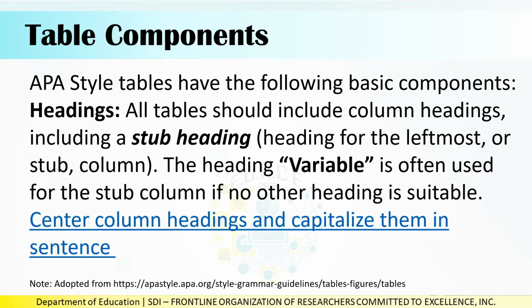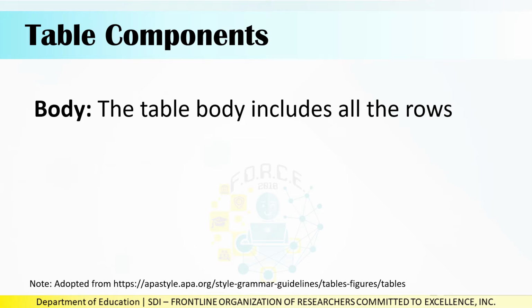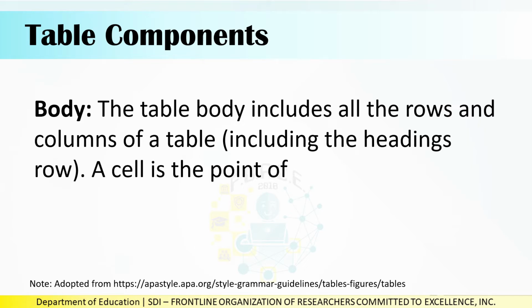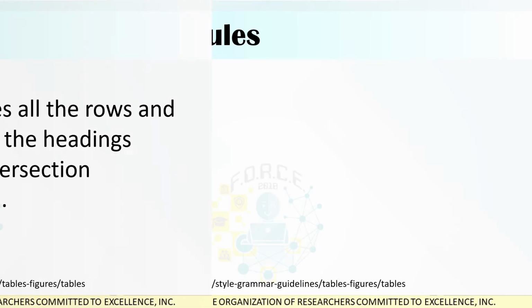The next component of the table is body. This includes the rows and the columns of the table. As shown, it is also including the headings.